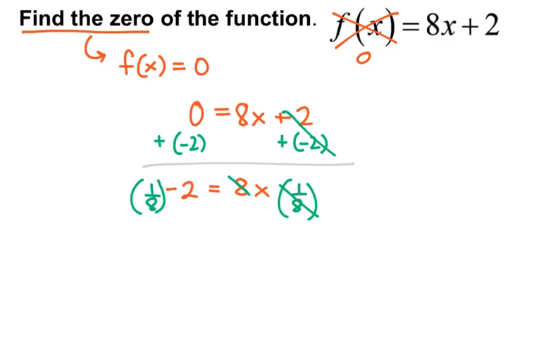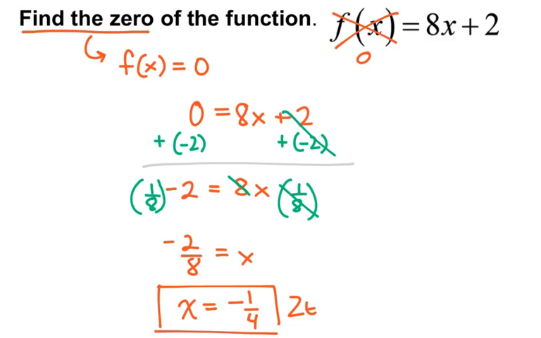Those cancel, and I'm left with -2/8 equals x, or rather x equals -1/4. This is my 0. Right? So if you're asked to find the zero of a function, all that means you need to do is let f of x, or the y, be equal to 0.